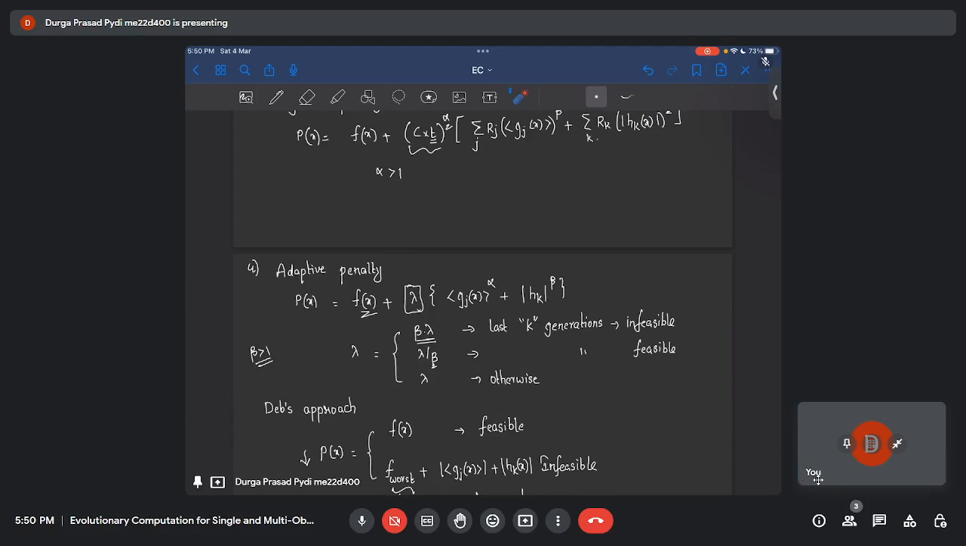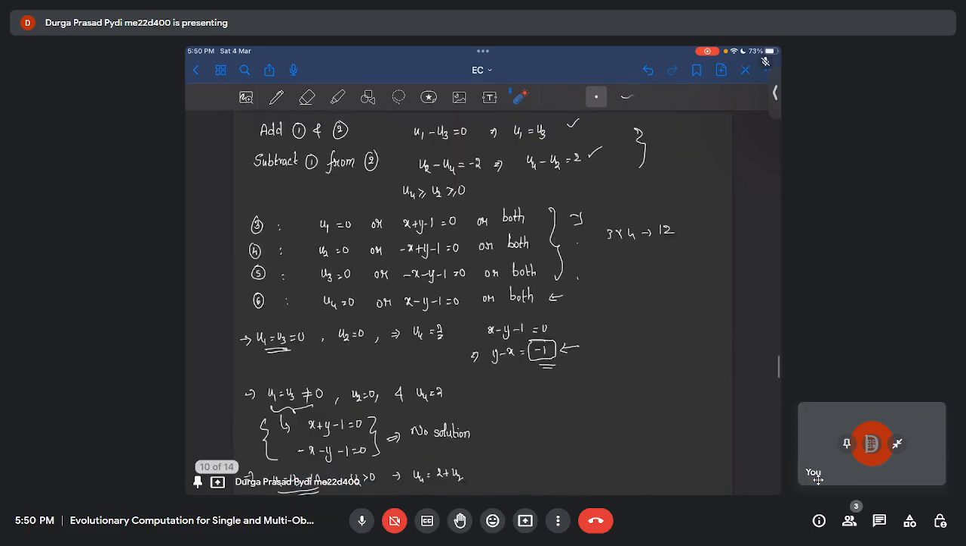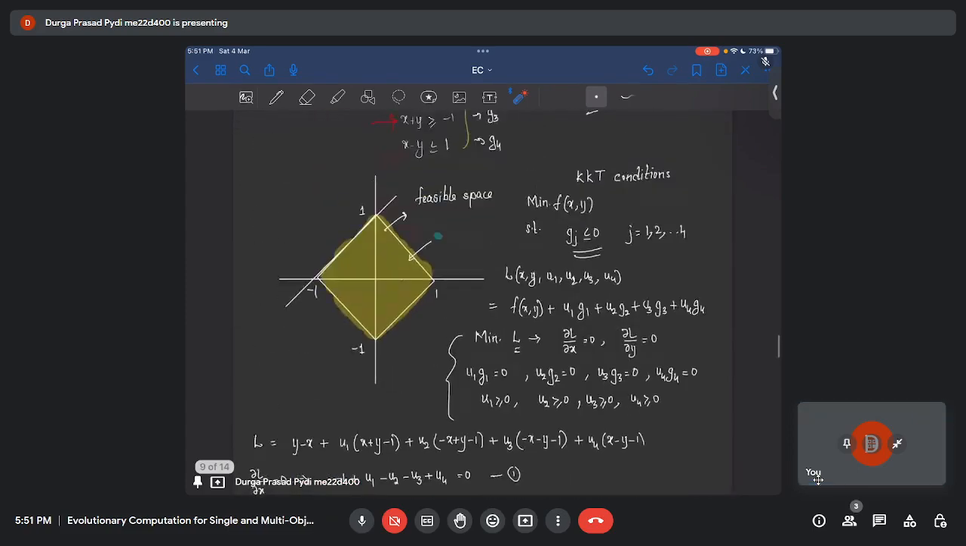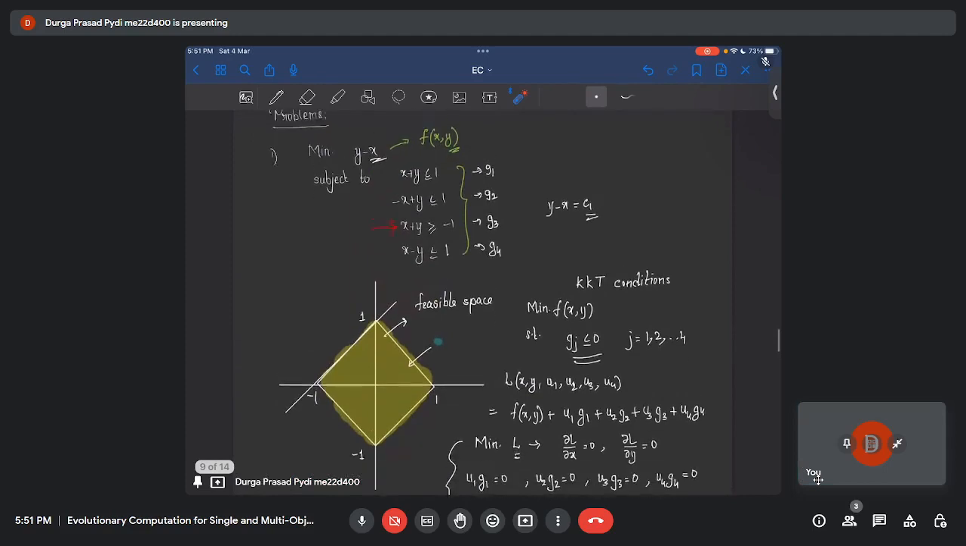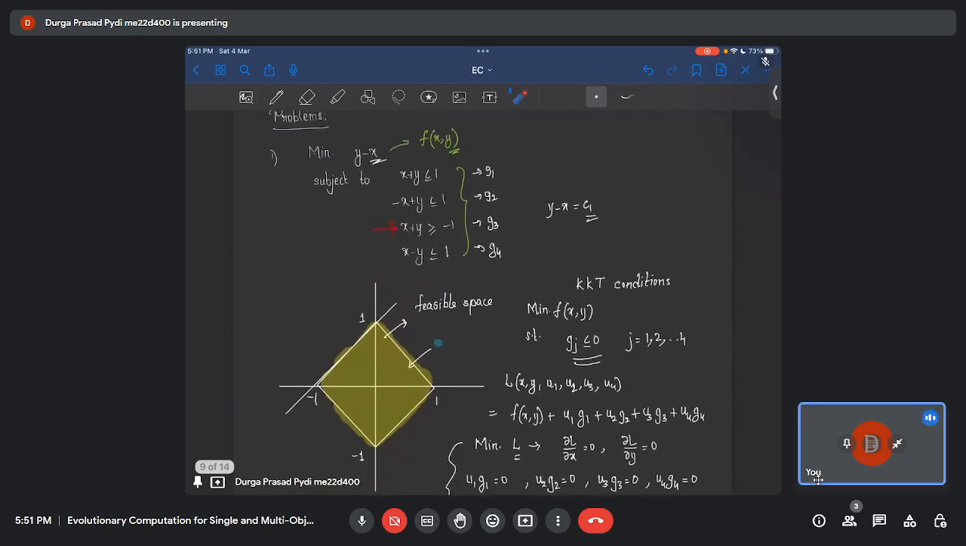Sir, can you explain this KKT condition? I could not understand it. I actually started with KKT conditions today. We'll go through the same example once more.